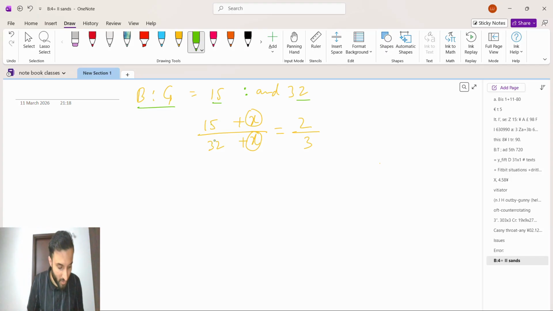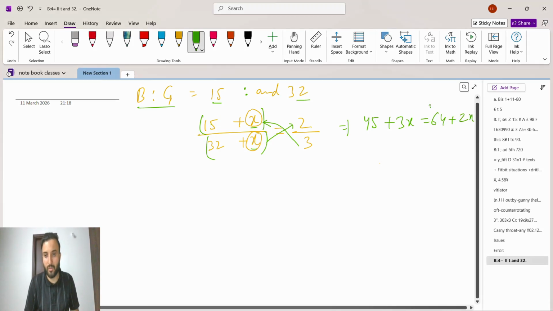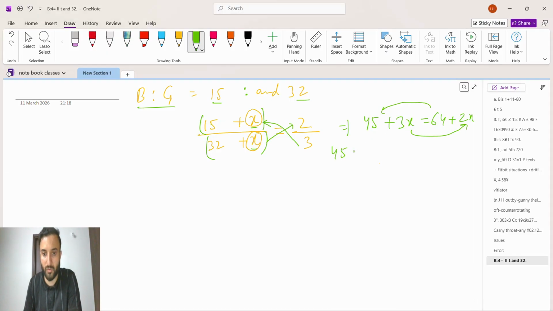And they asked how many boys. So I will take x number of boys and an equal number of girls, same x number of girls, should be added. So the ratio will become 2 by 3. Now we will do the cross multiplication. 3 will multiply with both, 2 will multiply with both. So 3 into 15 is 45 plus 3 into x, 3x, equals 2 into 32 is 64 plus 2x. So this will come this side, this will go this side. 45 is already this side, the plus 64 will come this side and become minus 64, and 2x is already that side, so plus 3x will go, it will become minus 3x.